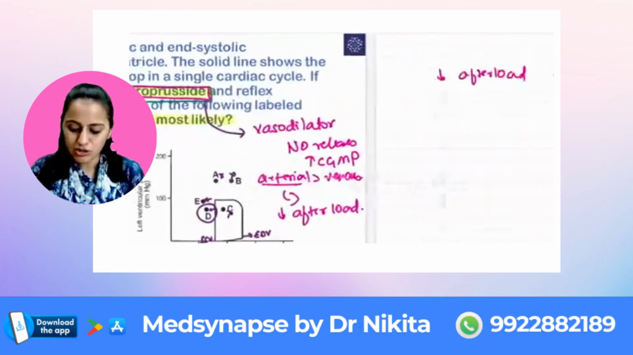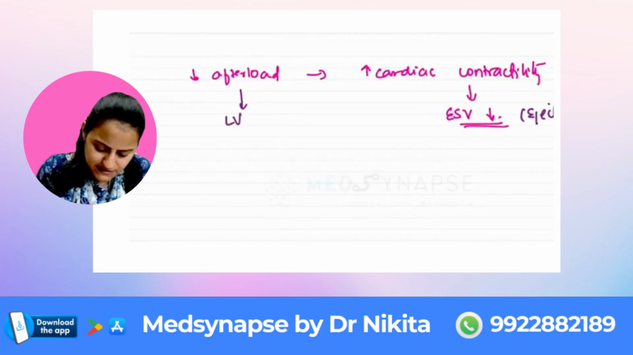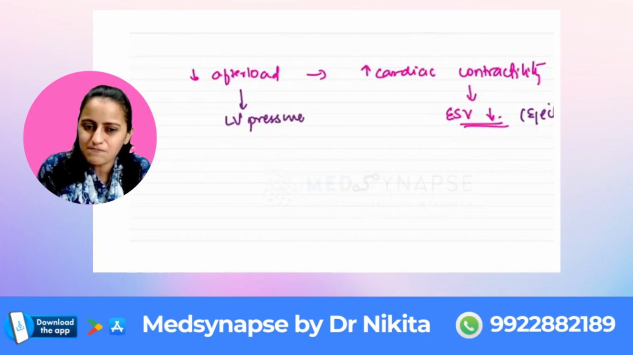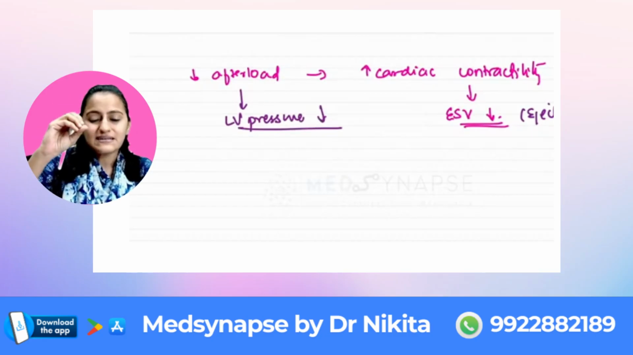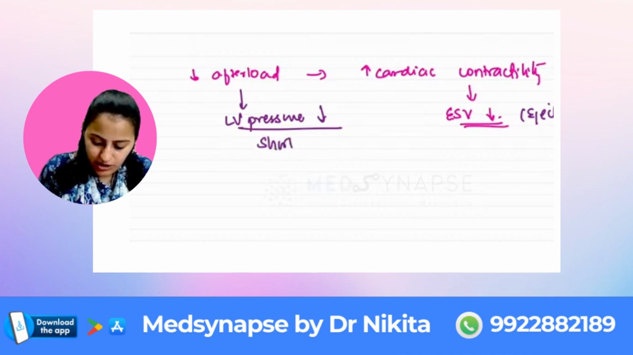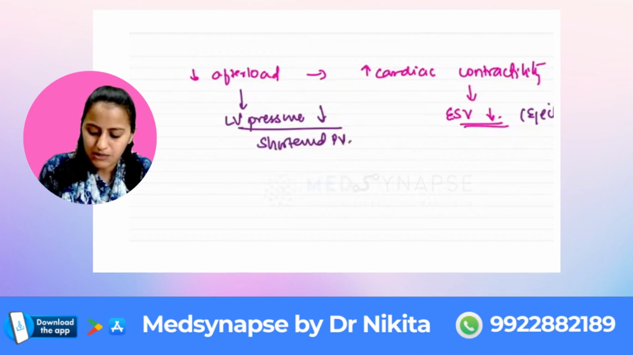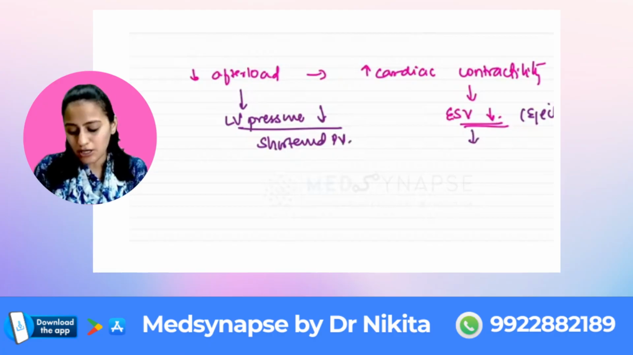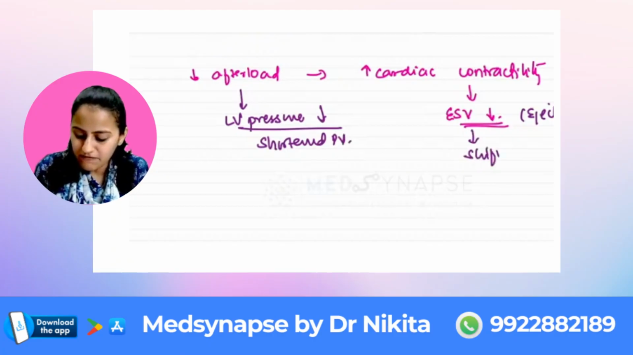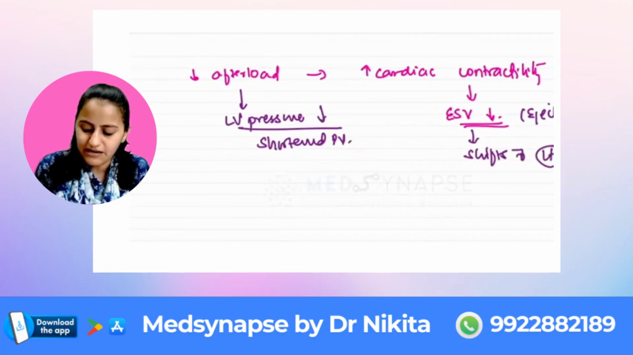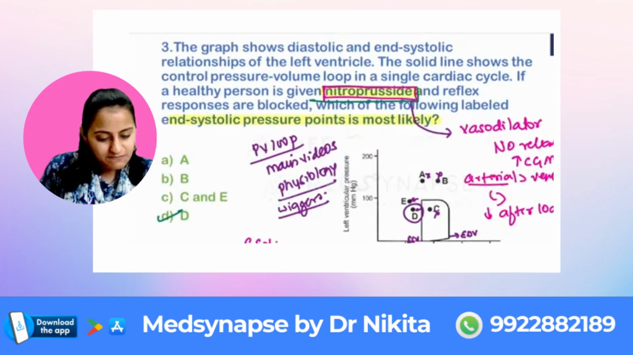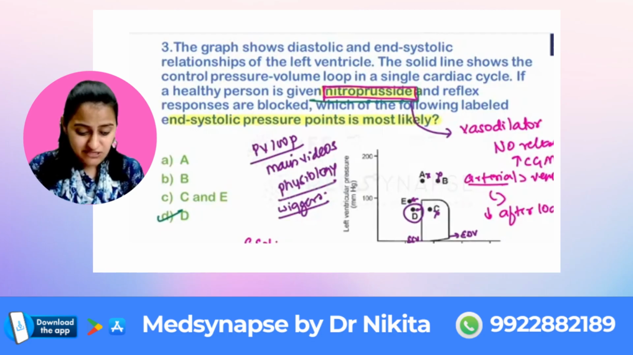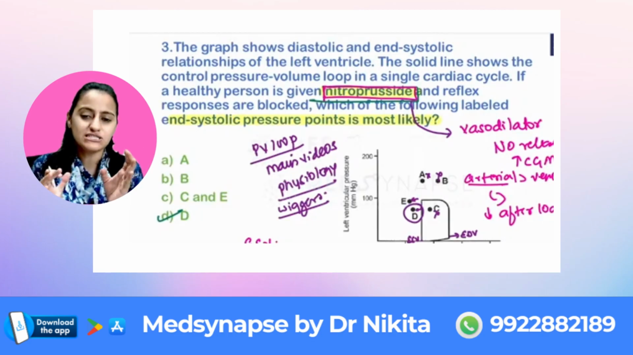When the afterload decreases, what happens to the LV pressure? The LV pressure required to pump the blood will decrease. That means the PV loop will be shortened. When the end systolic volume is decreased, the PV loop shifts to the left. Is this clear with everyone, guys? Got the concept here? This is very, very logical and conceptual.